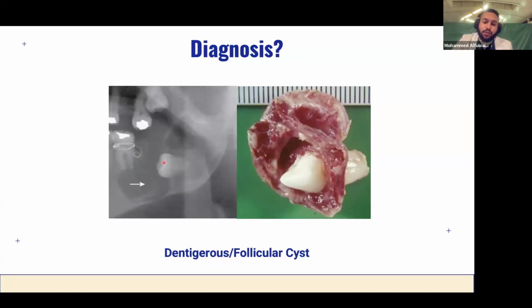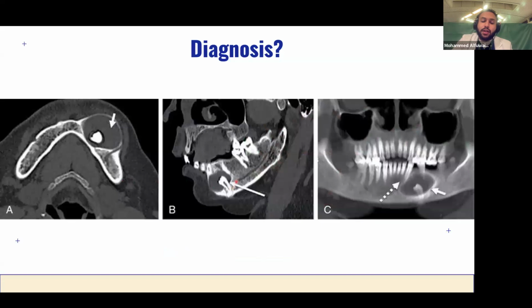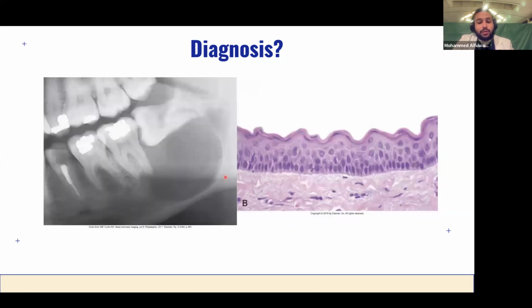This is the crown of a tooth. When this forms, this is what we call a dentigerous or a follicular cyst. To look at it again, this is the unerupted tooth. That's why it's in the lower mandible. And then it grows around the crown of the tooth. This is a dentigerous or follicular cyst. It's the most common congenital tooth cyst.